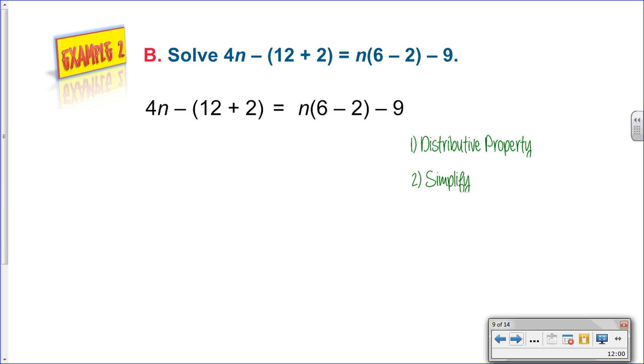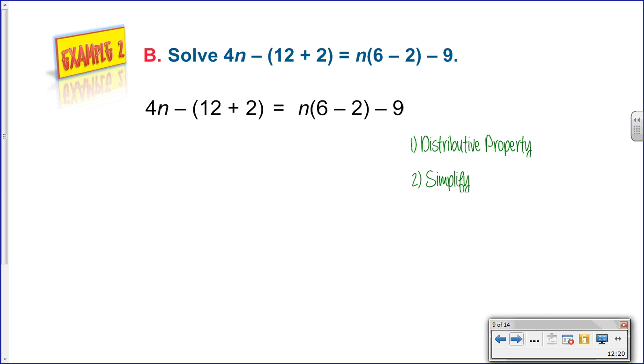What do you notice about this one? How many variables do you have? 2. Are they the same variable? Are they on the same side? Okay, so you know you're going to have to get them together, right? Okay, we have to do an inverse operation at some point. Can I go ahead and simplify first?